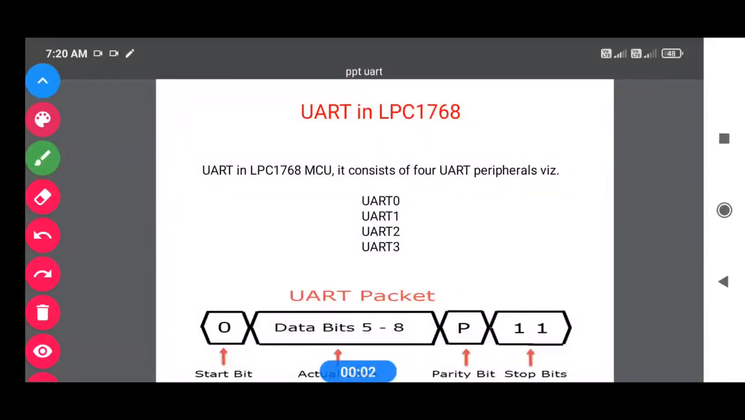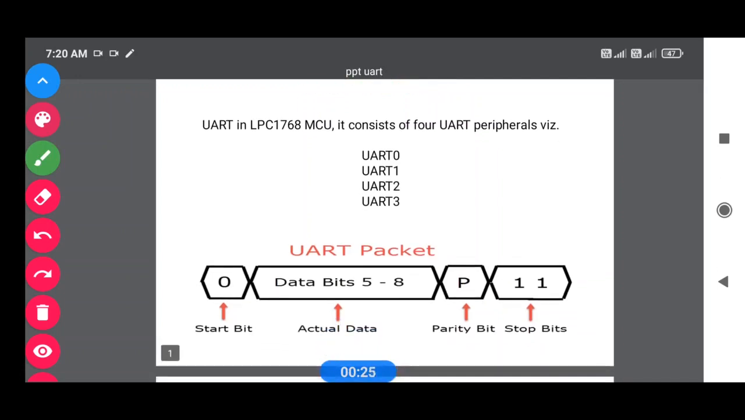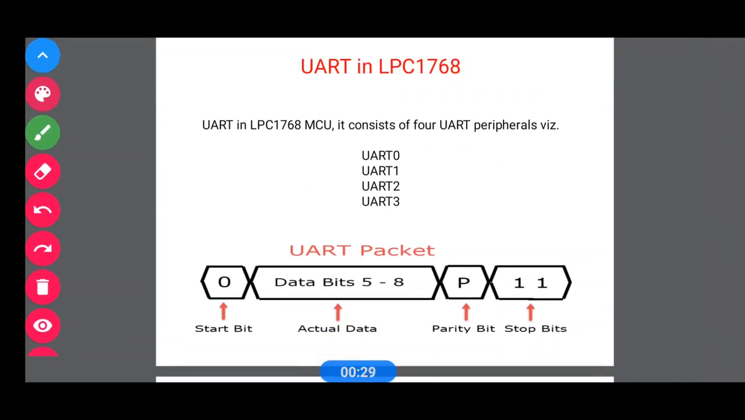Hello friends. So today we are going to discuss UART in LPC1768. Basically the UART in LPC1768 contains four UARTs: UART 0, UART 1, UART 2, UART 3, which are available on the chip of the LPC1768 MCU.